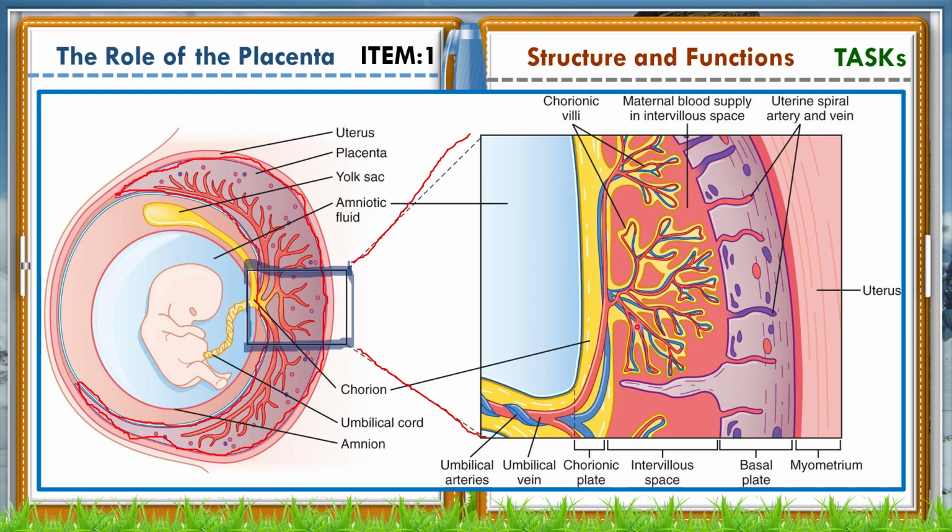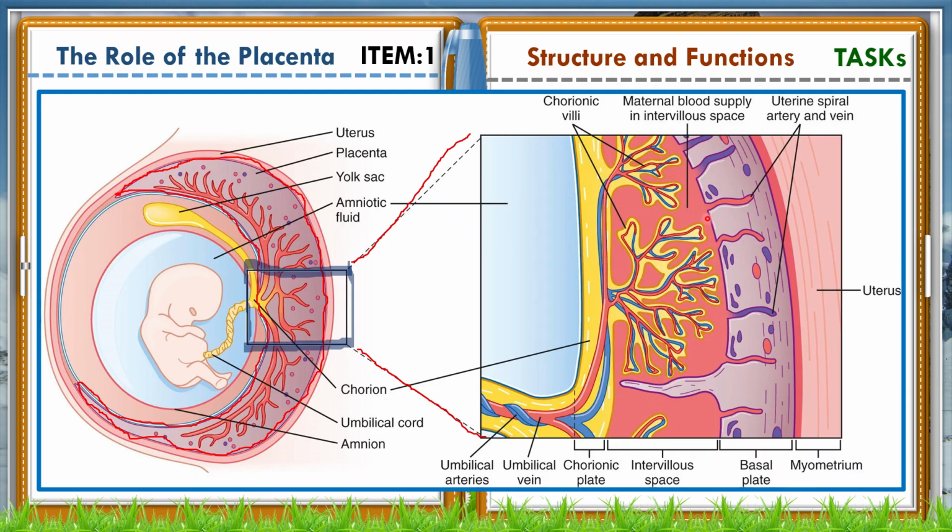Are we together? So the chorion is protecting and preventing the mother's blood in the intervillous space from connecting with the fetus blood, which is in the chorionic villi. Are we there? So we say the intervillous space is filled with the maternal blood supply. All this intervillous space that you're seeing here is supplied with the mother's blood.